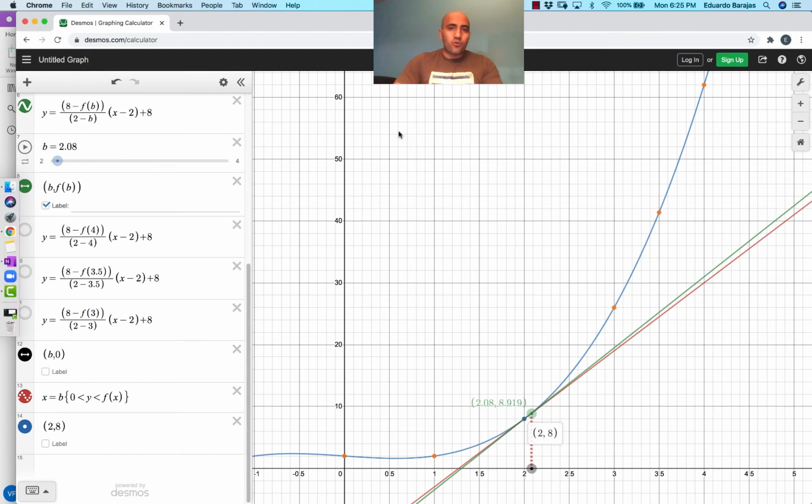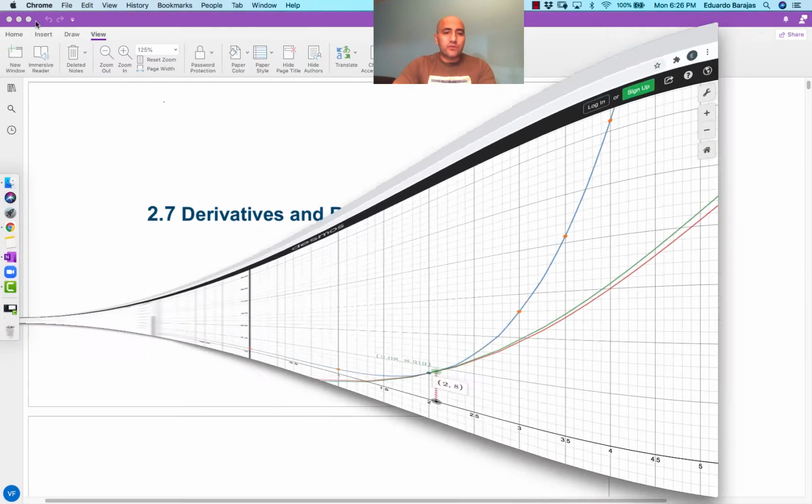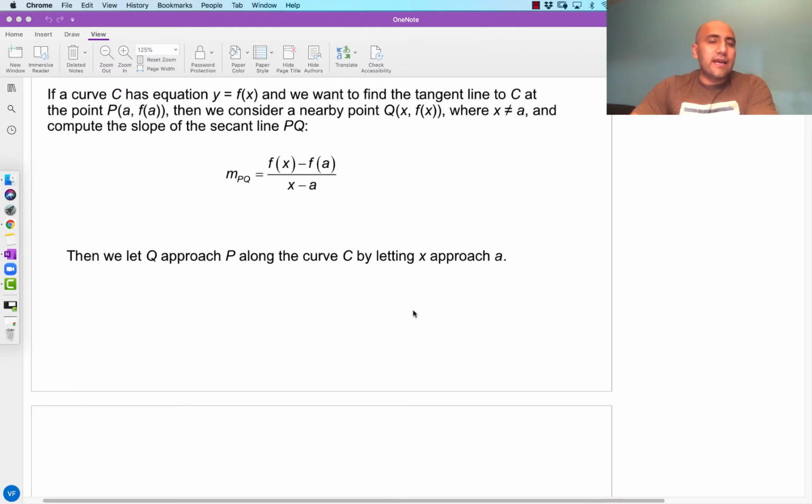Okay, so let's see a more formal definition of all this. Hopefully that made a little sense. Let's see how this works. If a curve C has equation y equals f of x, and we want to find the tangent line to C at a point P, which is (a, f of a), then we consider a nearby point Q with coordinate pair (x, f of x), where x does not equal a, and compute the slope of the secant line PQ. Those would be all those green lines I was just pointing at.